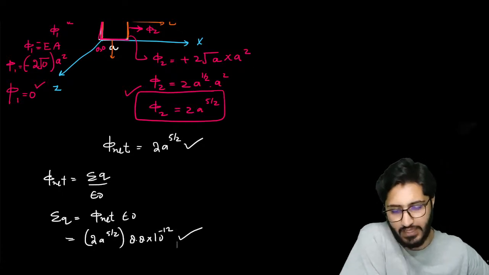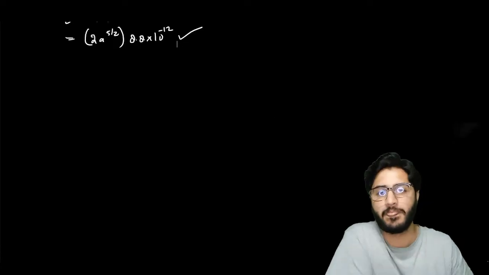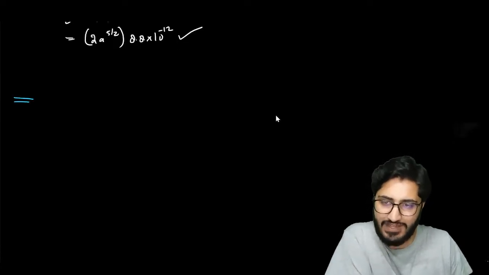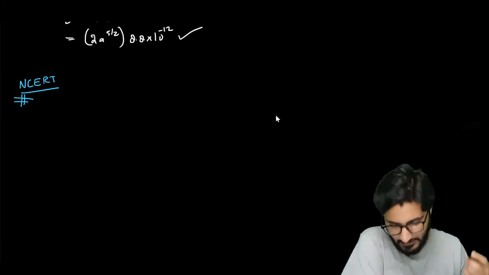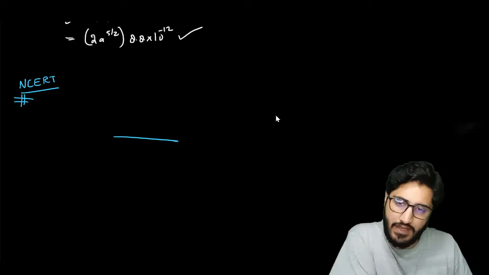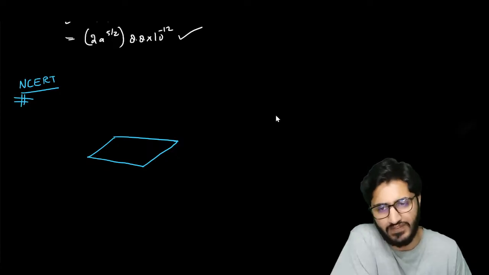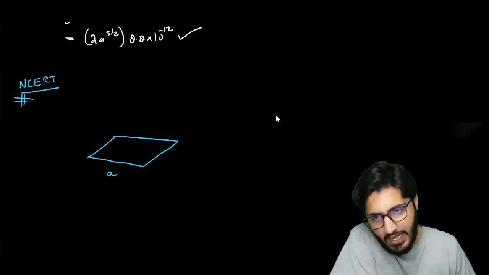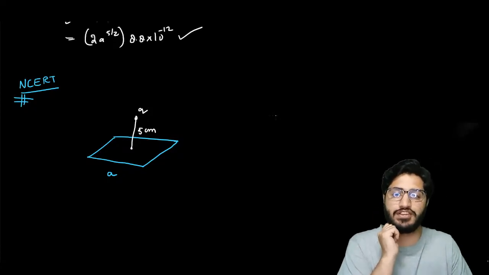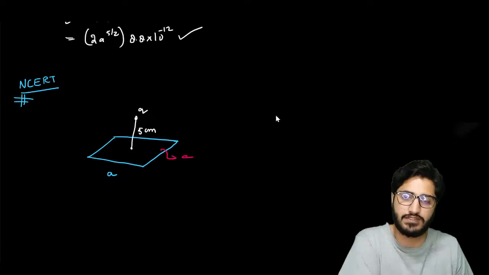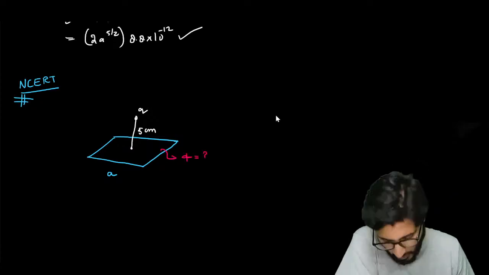Okay. Let's do some numericals from NCERT and from HCV. So the first numerical we will be doing is from NCERT. We had discussed this numerical back in our prior sessions, right? Look now. If I have a square, this is my square with side A. And above this square, 5 centimeter from the center of it, I have charge particle Q. What will be the flux through this particular region?